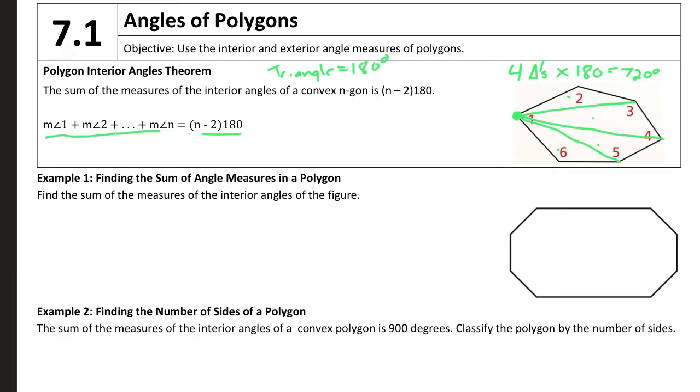So with this formula, the general formula to find the interior angle sum is: you take the number of sides minus 2, times 180, and that equals your interior angle sum. Because if you look at this, 6 sides, 4 triangles; 8 sides, 6 triangles; 5 sides, 3 triangles. So the number of sides minus 2 times 180 is your sum. So we're going to use that formula in example 1.